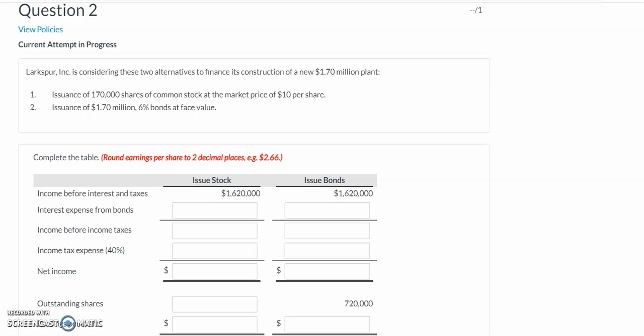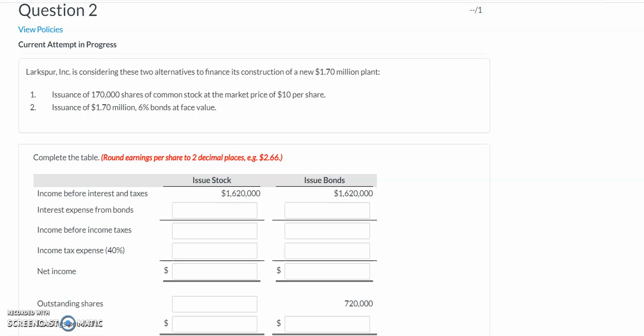Hello, Accounting 101 students. In this question, we're going to go over whether a company should utilize debt financing or equity financing when they're trying to finance the construction of a new plant. And this is question 2 in the Chapter 11 end of chapter practice exercises.